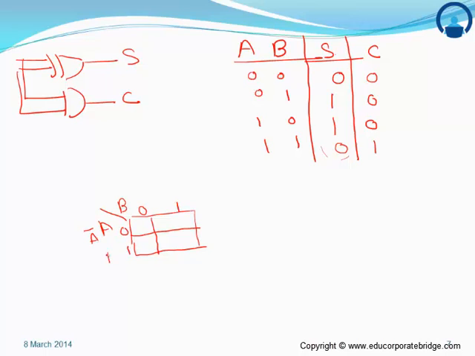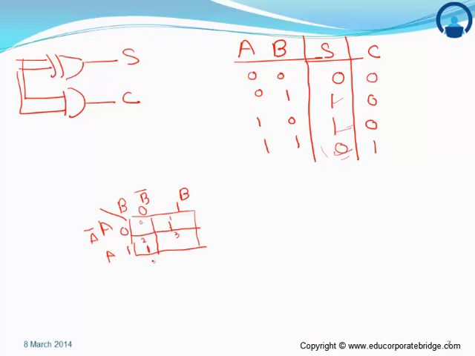A bar A, B bar B. The sum is 1, that is for 0, 1, 2, 3. The sum has output high for 1 and 2. Sum has output low for 0 and 3. So output is high for 1 and 2.